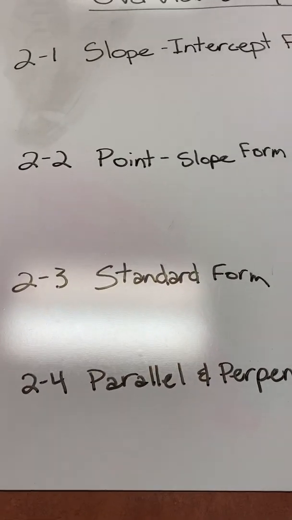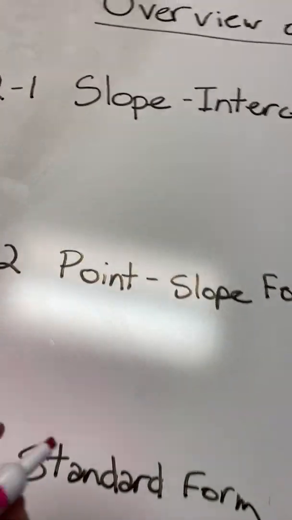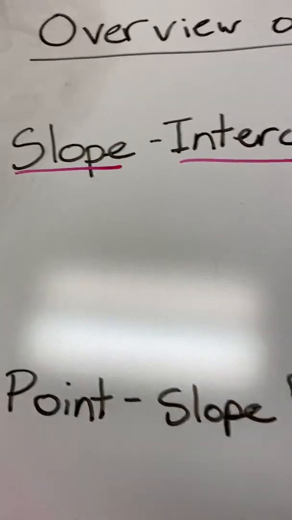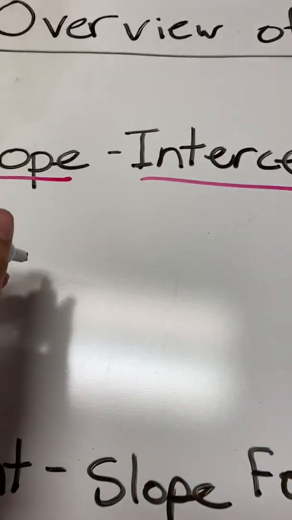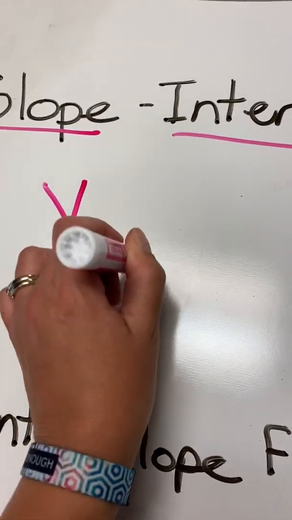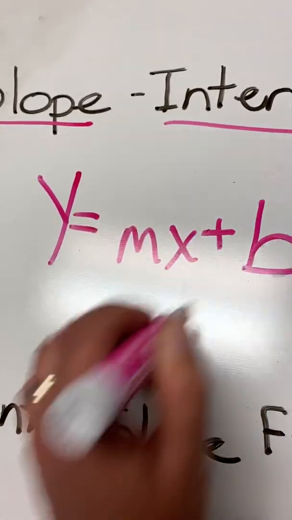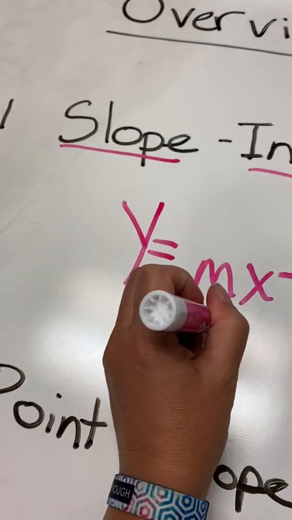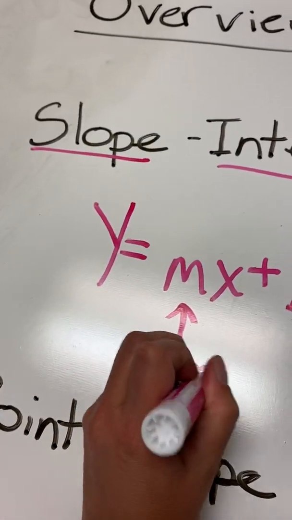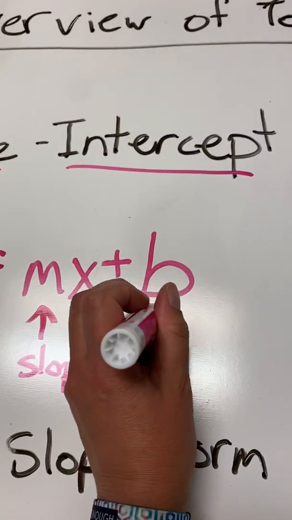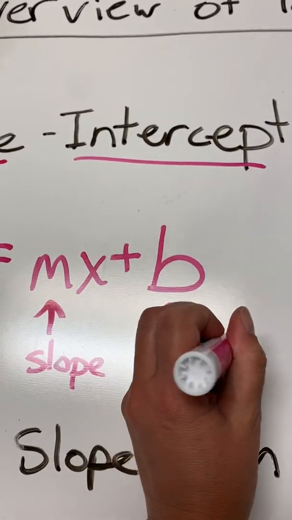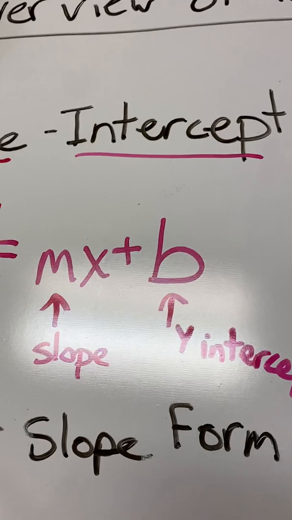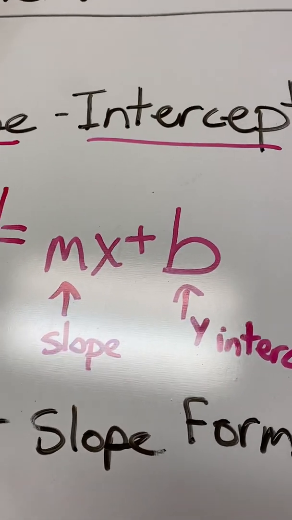So 2-1, slope-intercept form, right? In this section, we're going to learn about something called slope, and something called y-intercept. And then slope-intercept form is y equals mx plus b. Slope-intercept is y equals mx plus b. M is going to stand for slope. B is going to stand for y-intercept. The y-intercept is where the graph crosses the y-axis, okay?